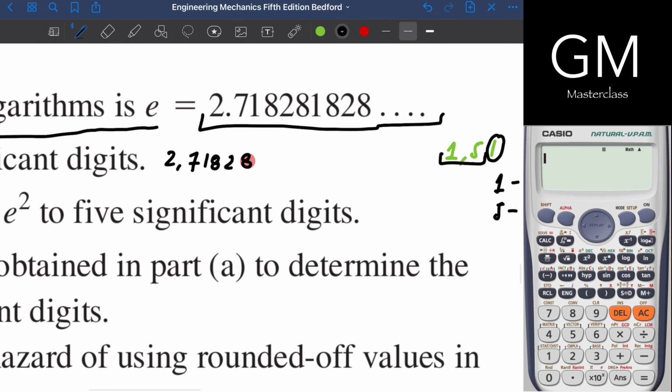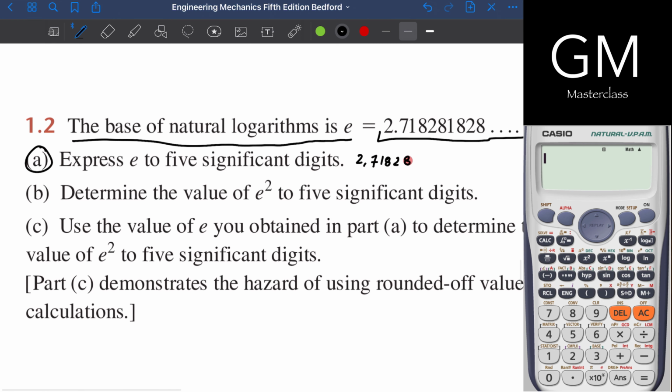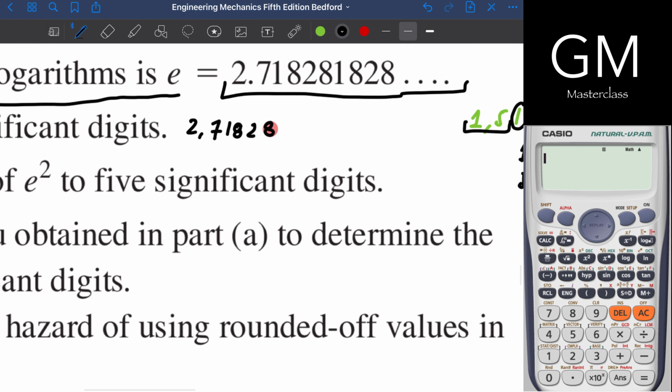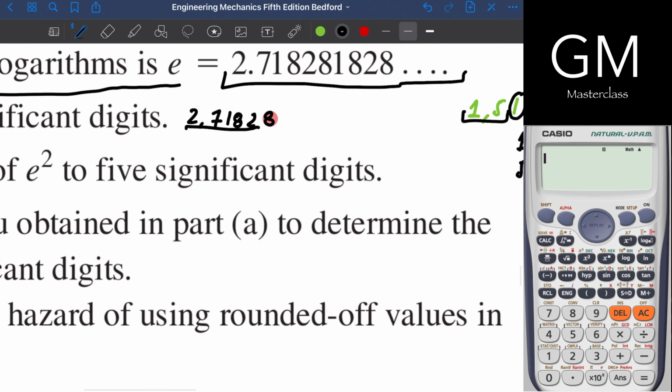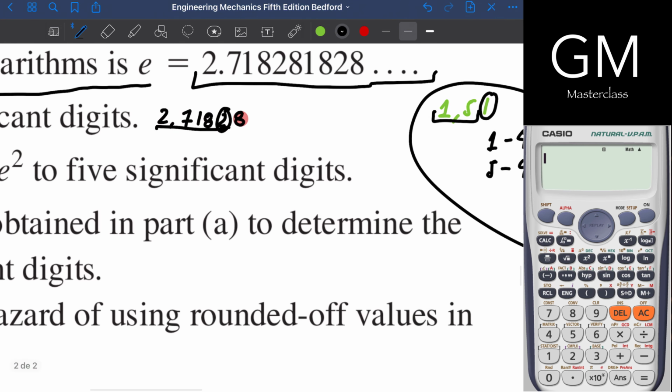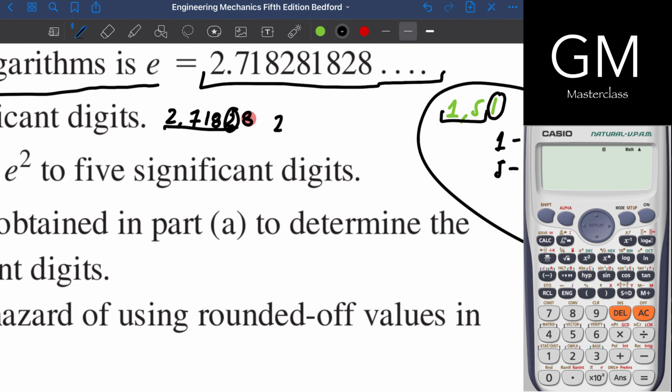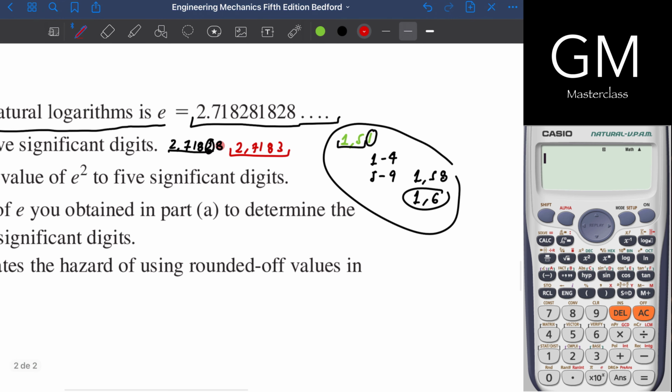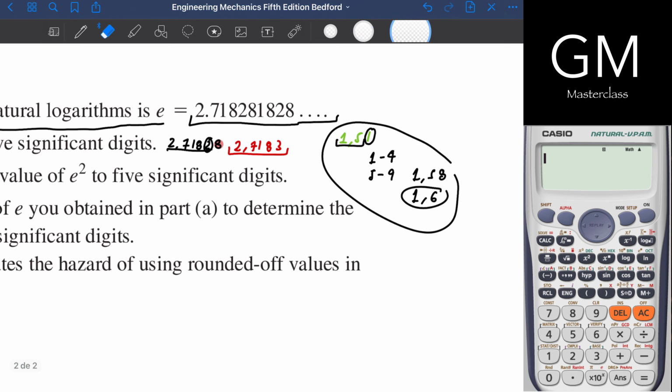So, express e to 5 significant digits. This is 5, and we have to approximate 2 to 3 because of this reason. So the answer is, I'm going to write it down in red, 2.7183. That is the answer. I'm going to erase this.